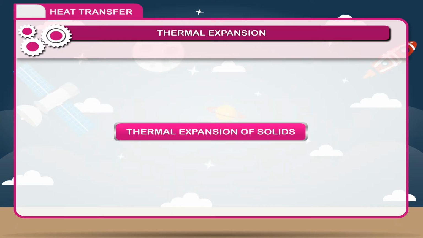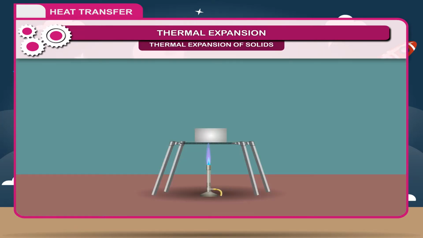Thermal expansion of solids. When a substance is heated, it absorbs heat and starts expanding. That is, most of the metallic solids expand on heating. The gases expand the most and solids expand the least on heating. Unlike gases or liquids, solid materials tend to keep their shape when undergoing thermal expansion.